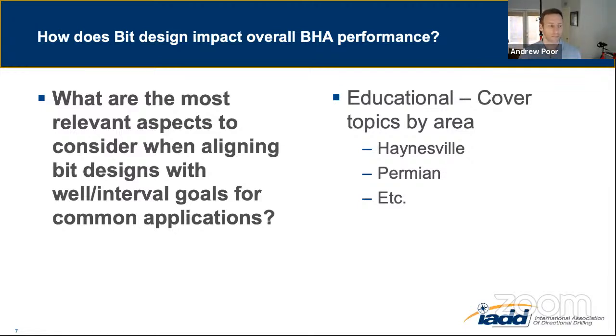Haynesville's got 17 and a half, 12 and a quarter, 9 and 7/8, some 8 and 3/4, 6 and 3/4. Permian's got, well, pretty much every bit size available on the planet goes into the Permian at some point. So is there an appetite for having some discussions around specific applications so we can see where the rubber meets the road, and really get into some of these topics on a level that we can cross share instead of talking in generalities?